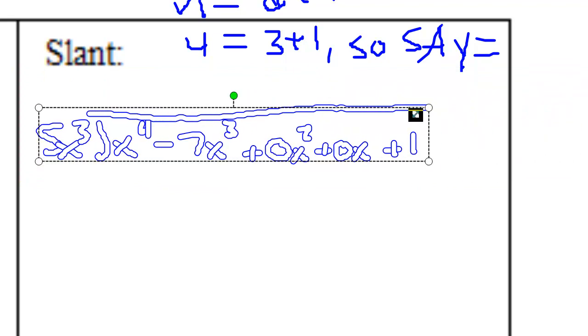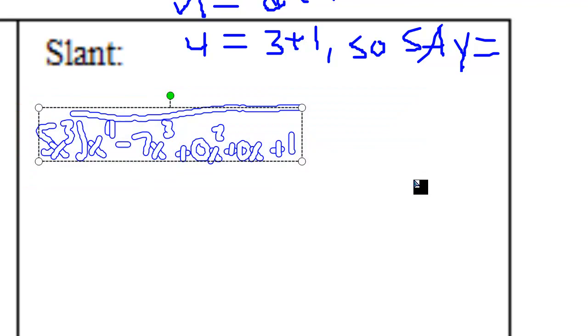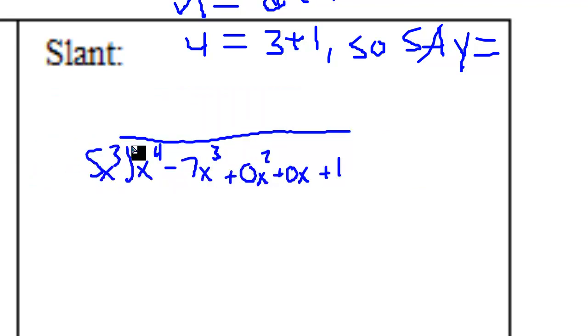Give myself more room. Once again, I apologize that the space you have on your paper is less than adequate, and that is putting it nicely. First, we need to decide how many times 5x cubed will go into x to the fourth. To determine that, simply take the first term, x to the fourth, and divide it by the first term of what you're dividing by, 5x cubed, and simplify it.